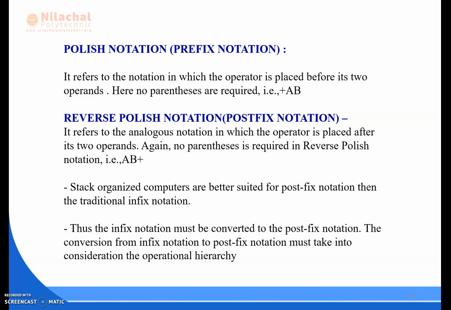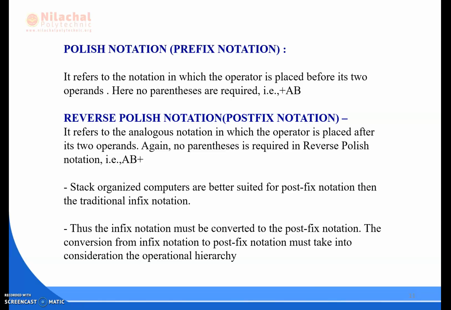Hence, no parenthesis is required in this notation. Here we can see an example that normally we write in infix notation: A is one operand, then the operator, that is the plus sign, then the next operand, B. But here, the two operands are written and before that an operator is placed, that is the addition sign. So this is the prefix notation or Polish notation.